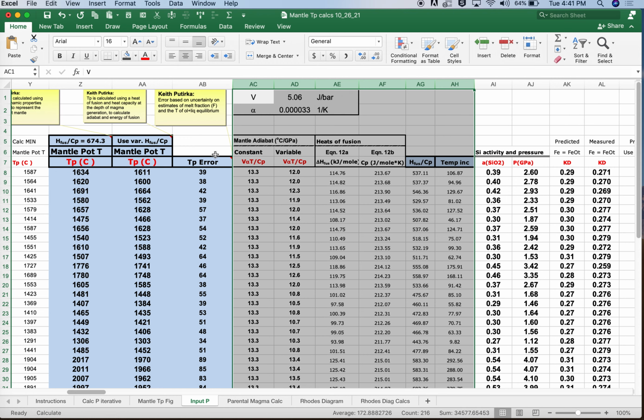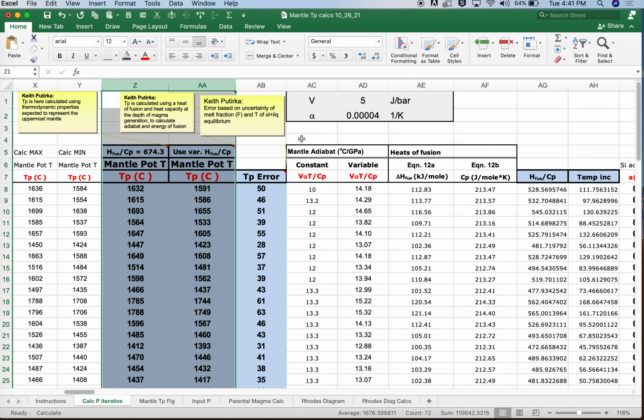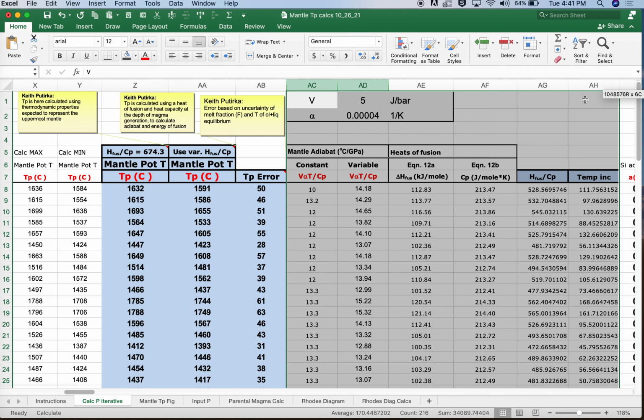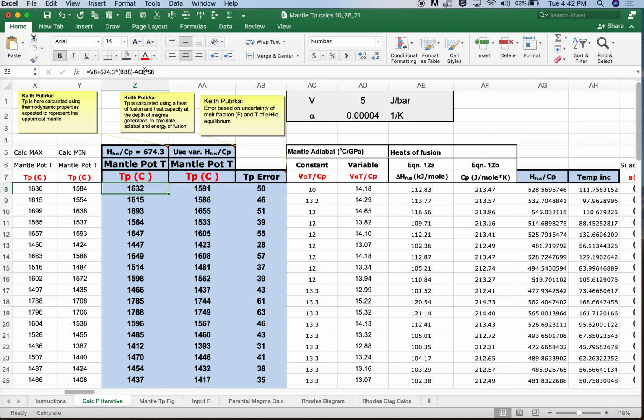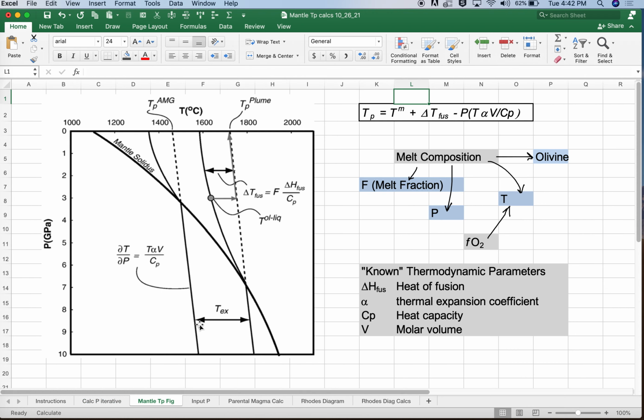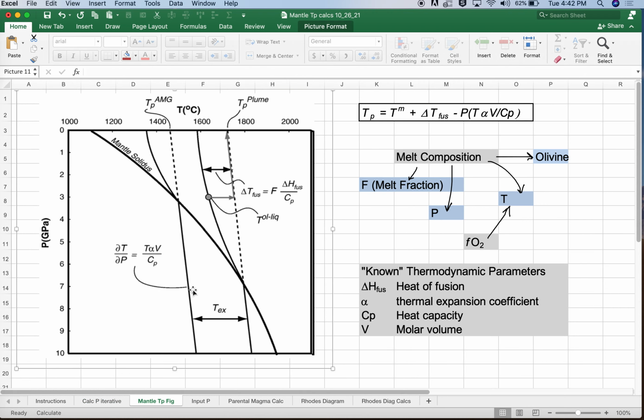over here, AC through AH. And then over here, columns, also AC through AH. So we'll just use Calc P iterative as an example. First, let's take a look at this equation here for mantle potential temperature. What it does is it takes care of two corrections. If we come back over here, there's the correction along this adiabat.